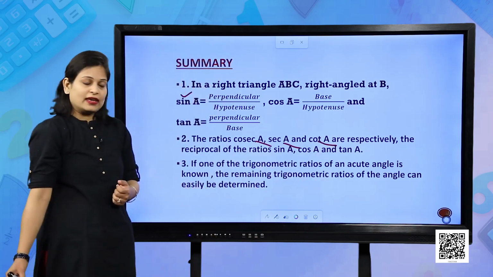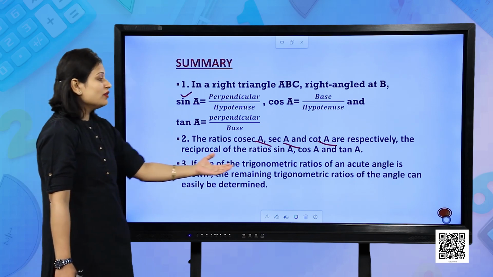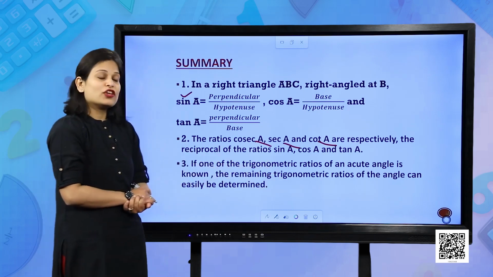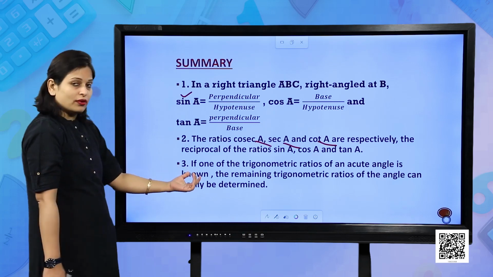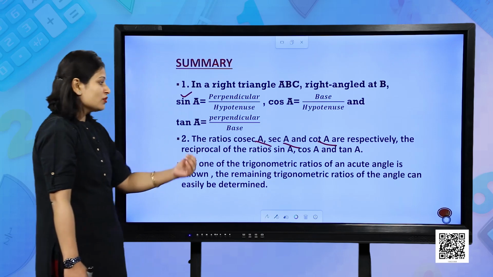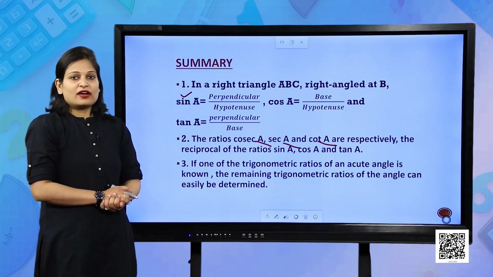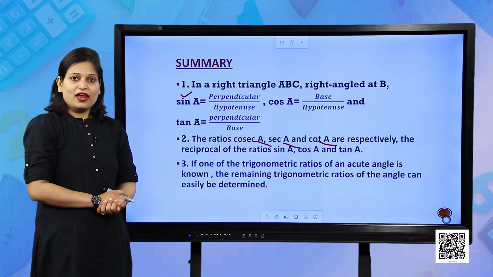Now, we have already studied that if one of the trigonometric ratios of an acute angle is known, you can easily calculate the other trigonometric ratios of the angle which is given. Hope you have understood today's session well. Thank you.